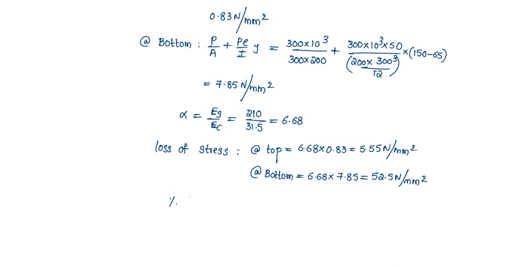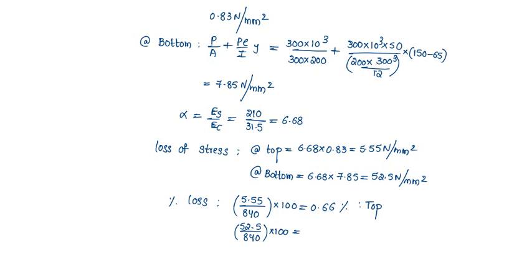Percentage loss will be equal to loss by initial, so 5.55 by 840, the initial stress, into 100 in top wires, that is equal to 0.66%. This is in top wires, whereas in bottom wires it is 52.5 by 840 into 100, that is equal to 6.25% in the bottom wires.